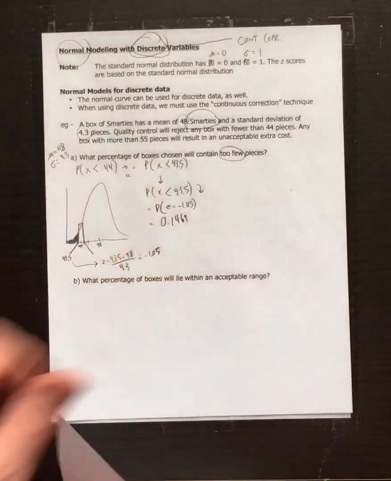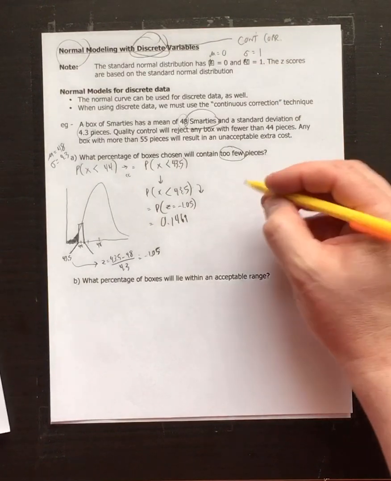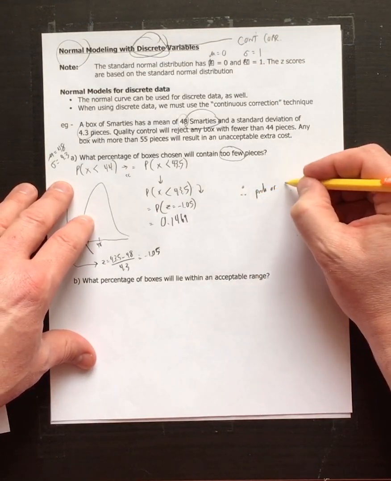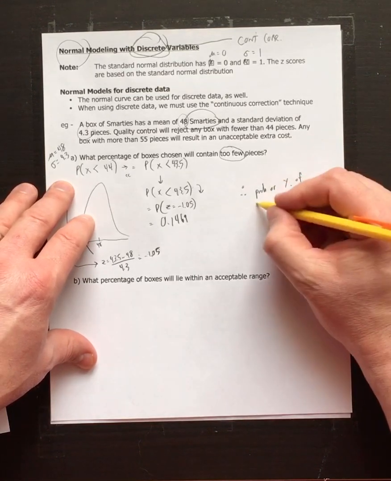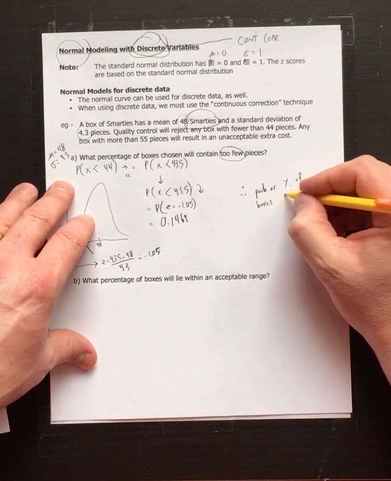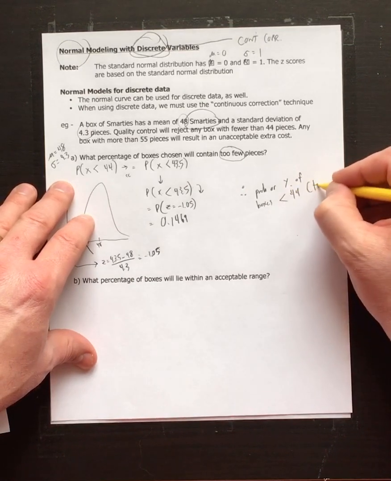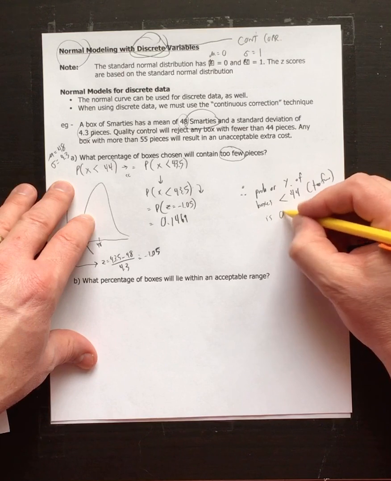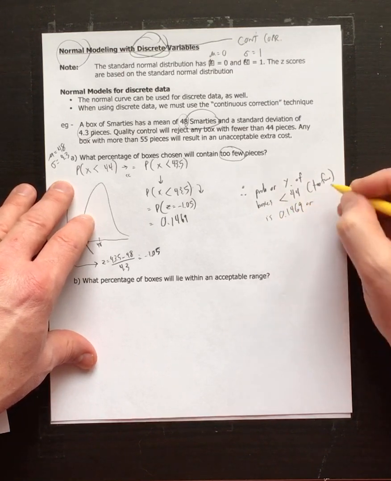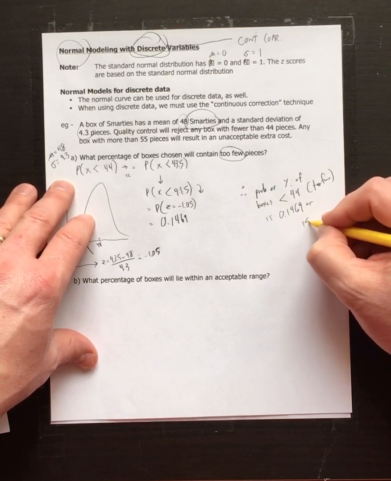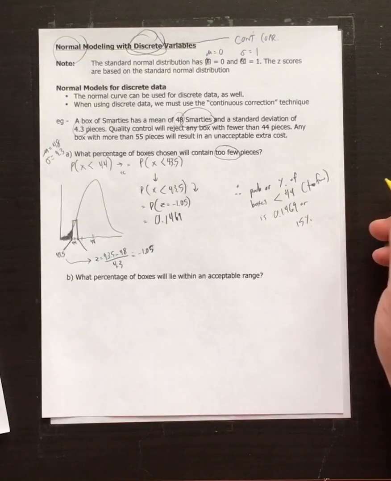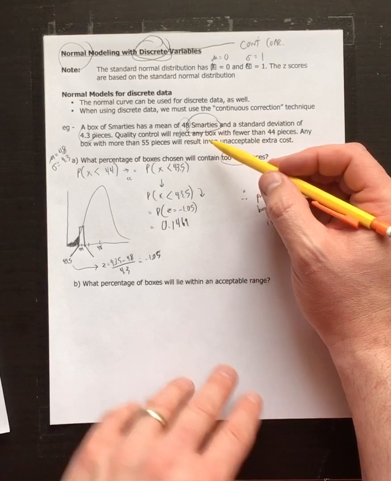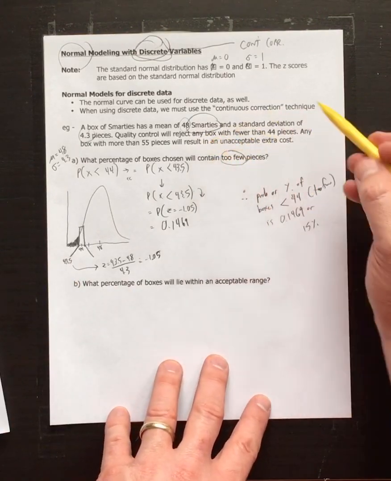And so then that means, of course, there's some sort of closing statement. Therefore, the probability or percent of boxes less than 44, too few, is 0.1469, or rounded, about 15%, or 14.7%. Okay, that means about 15% of the boxes are too small or have too few Smarties in them. We're cheating the customers out of Smarties.